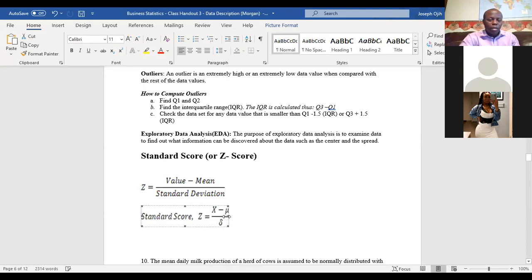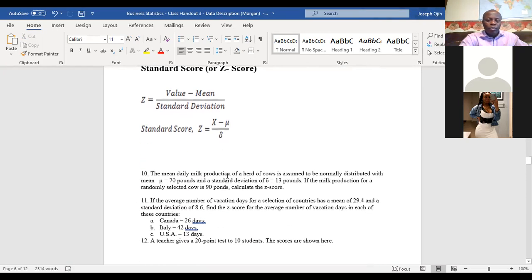So this is for the population. This is a z right here. The value is your x. The mean is your mu. The standard deviation is your sigma. Now let us apply this to solving one question.